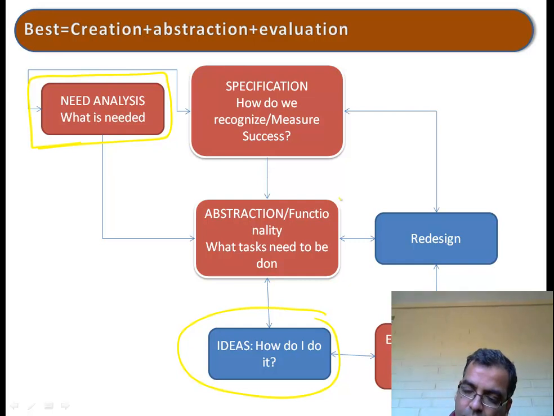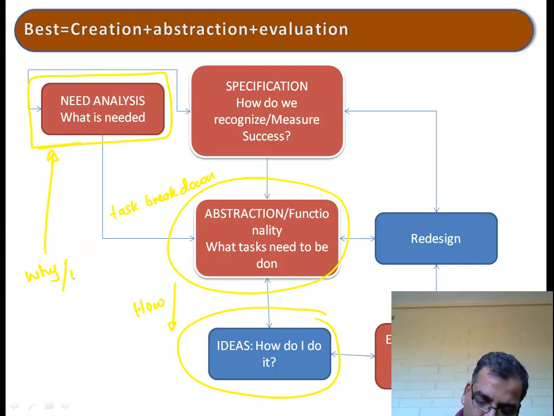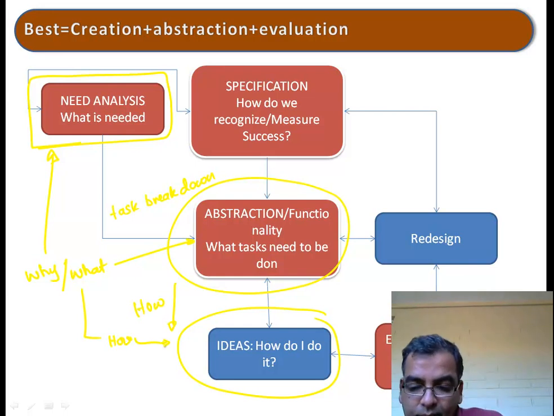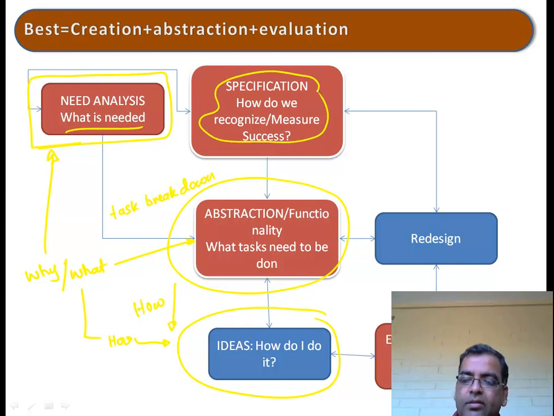then you look at, you break it down. So this is like a task breakdown. Then you figure out how. So I want you to understand why this question is followed by what, and what is followed by how. Right? As soon as we figure out what is needed, you need to know how do we measure success.